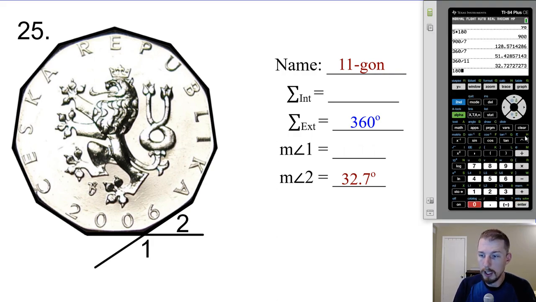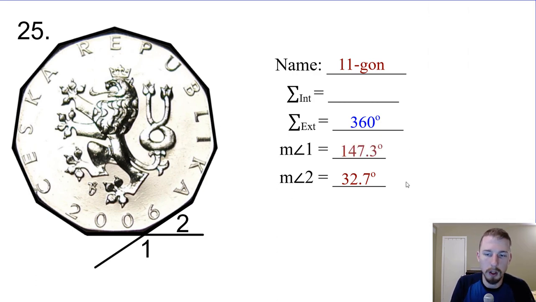So 180, and I'll do minus the previous answer. So second ANS. All right. Which is going to mean that one of the interior angles, angle 1, is going to have to be 147.3 degrees. And sure enough, it is.